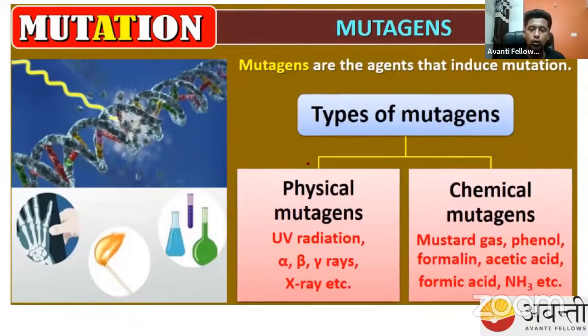So what causes mutations? When we talk about mutations, there can be so many different types of mutagens. For example, they can be physical, chemical, or biological. Any of the three can cause mutations. Any agents that can cause mutations, we call mutagens. Mutagens are responsible for causing mutations.